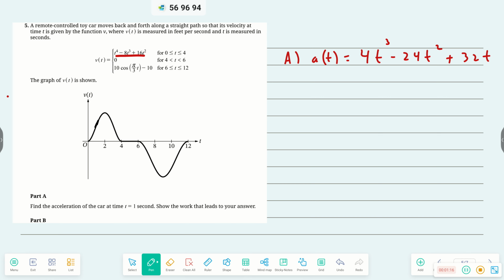And we're going to simply find a of 1, I should say. This is going to be 4 minus 24 plus 32, and that'll be 12. But be careful of your units: feet per second squared. That would be your answer. And again, you can see that slope is positive right there. You just find the derivative with that piece, of course the first piece, because 1 is between 0 and 4. Not much to say about that.